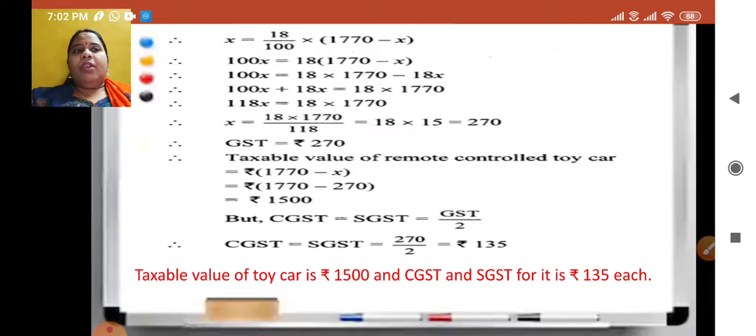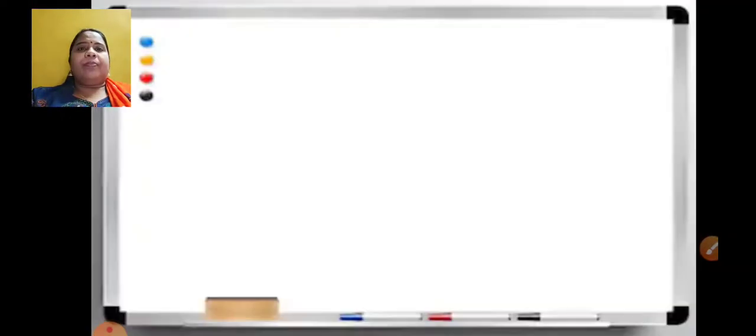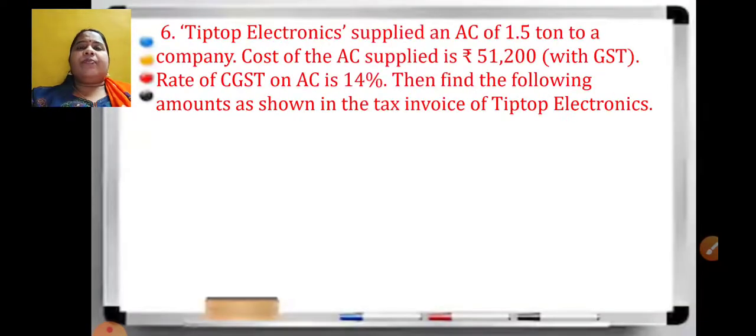Let us move to the next question. The next question is, sixth sum. Tip-Top Electronics supplied an AC of 1.5 ton to the company. Cost of the AC supplied is rupees 51,200 with GST. Yes, this is a total value. Rate of CGST on AC is 14%. Then find the following amounts as shown in the tax invoice of Tip-Top Electronics.